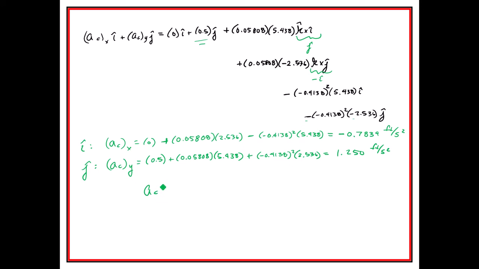So the acceleration of c is negative 0.7839 i plus 1.250 j feet per second squared.